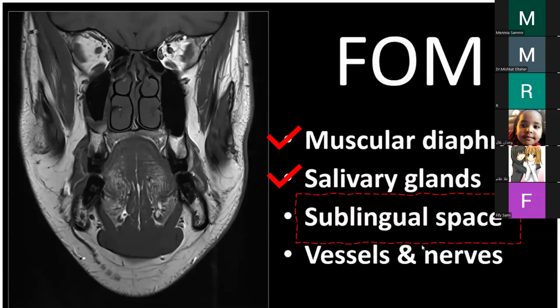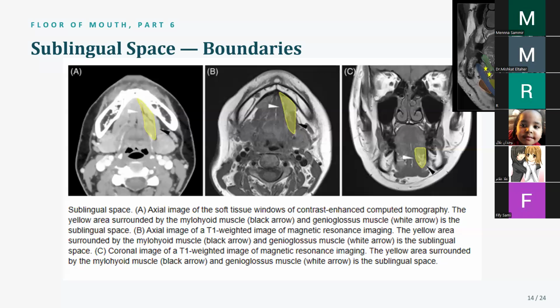So let's take a quick breath and see where we are now. Remember, the floor of the mouth has four parts. We have now covered two of them, the muscular diaphragm and the salivary glands. That leaves the sublingual space, which we will take next, and then the vessels and nerves that run through it. So the sublingual space itself is the fat and gland-containing compartment of the floor of the mouth sitting above the mylohyoid, bounded medially by genioglossus and geniohyoid. It holds the sublingual glands, which drain through short ducts into the mouth.